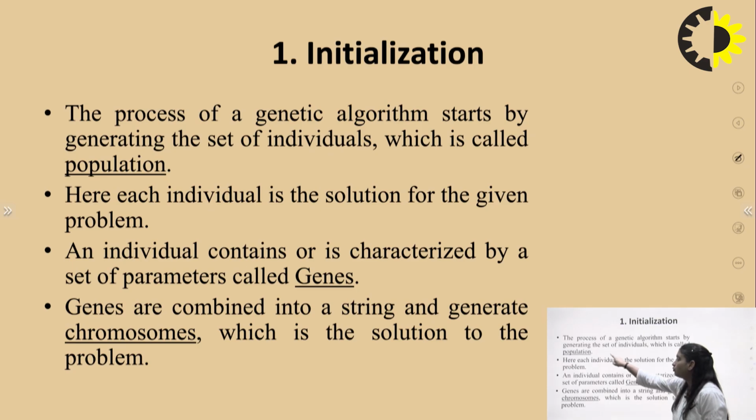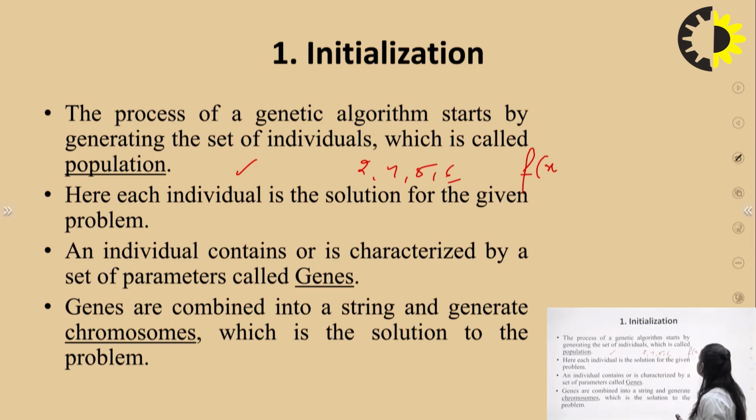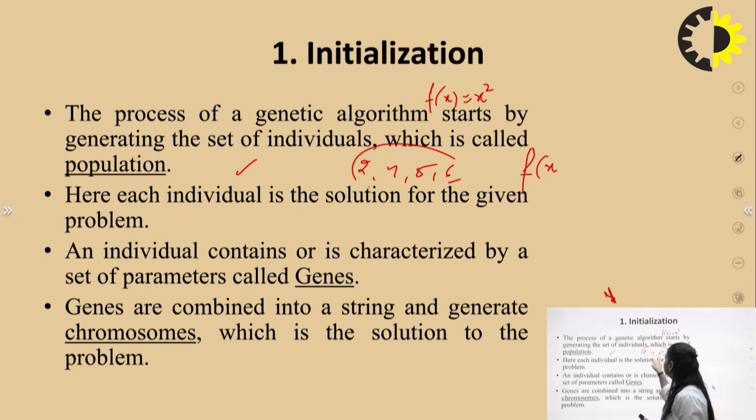So firstly, we have population, or you can say these are some numbers. For example, 2 or 4 or 5 or 6 we have. For example, we have a function f(x) equal to x square. Let's say it's a function, and we have to maximize this function. So these are some of the solutions which I can suggest, and I need to find out which solution will be the best solution. So this is the population.